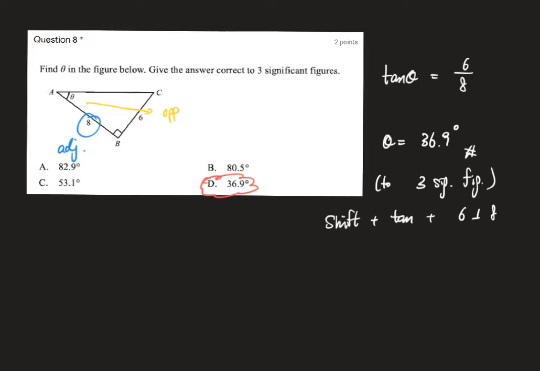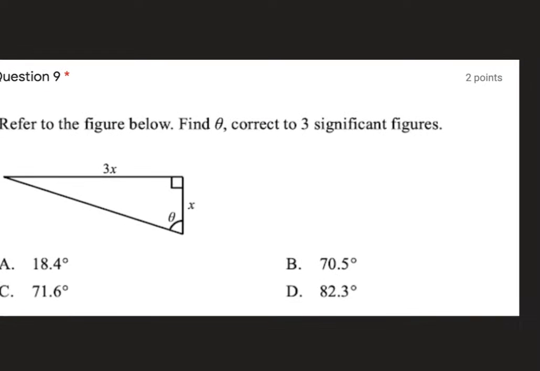The last question. This one is a little bit different from those previous ones, and most of the students do not know how to do this question. Actually, by definition, again, 3x is the opposite side and x is the adjacent side. So we should use the function tangent theta. Tangent theta is equal to 3x over x.